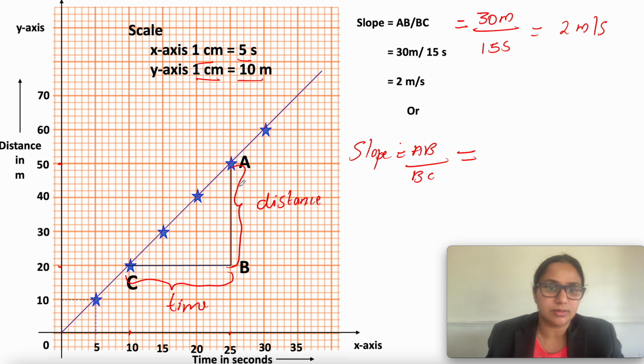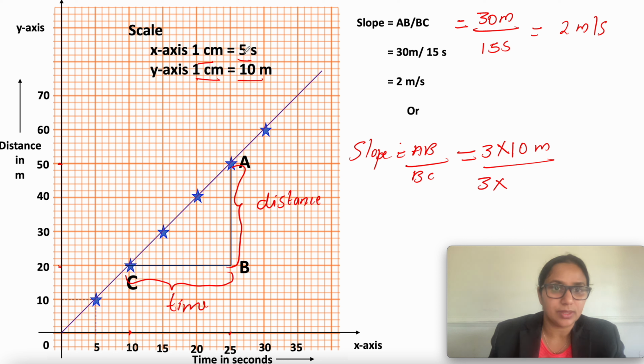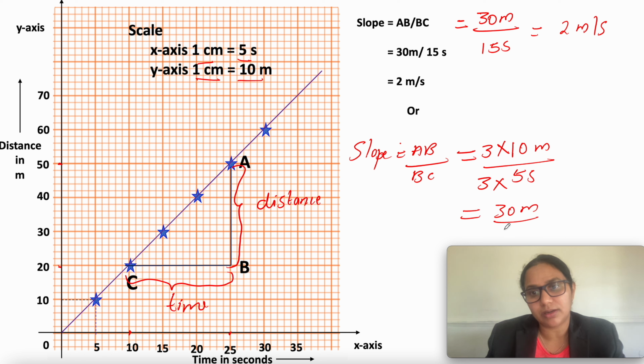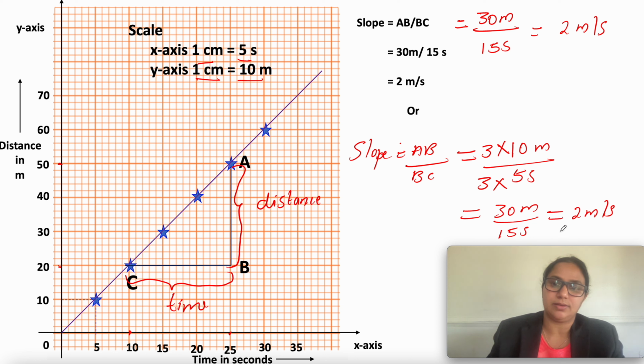Another way of doing this is, again, slope is nothing but AB divided by BC. But what is AB here? We have 3 centimeters here: 1, 2, 3. If we multiply by the corresponding scale, 1 centimeter we have taken as 10 meters, so 3 into 10 meters, divided by, again on the x-axis we have 1, 2, 3, that is 3 units. 1 centimeter is 5 seconds. So 3 into 5 seconds. What do you get again? 30 meters divided by 15 seconds. So we get 2 meters per second.